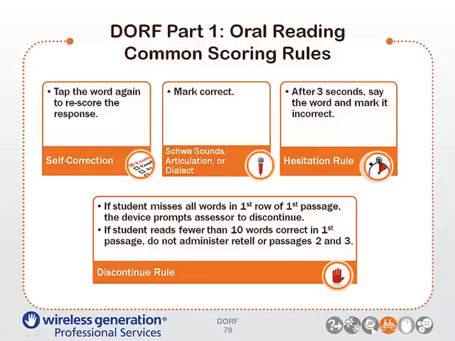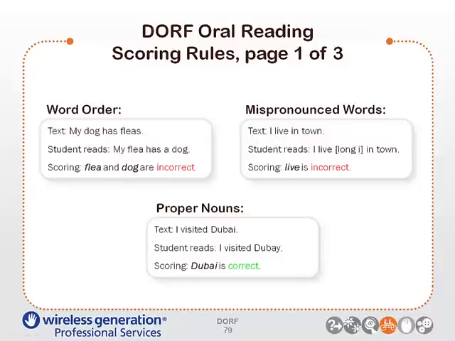You do not mark schwa sounds, articulation, or dialect incorrect. There is a 3-second hesitation rule, and if a student misses all words in the first row of the first passage, the device prompts the assessor to discontinue. If a student reads fewer than 10 words correct in the first passage, do not administer retell or passages 2 and 3.